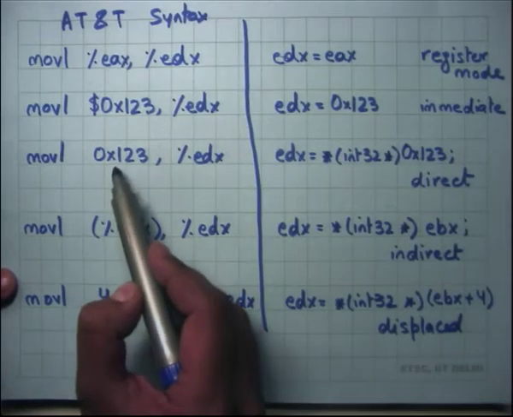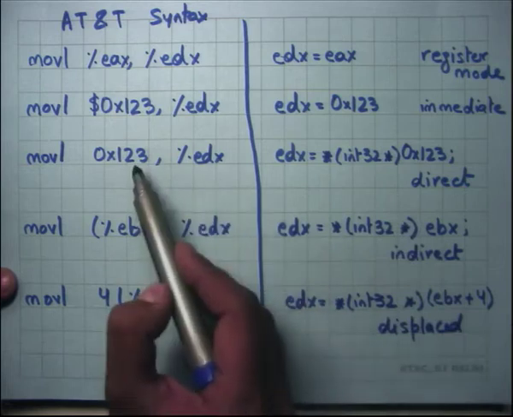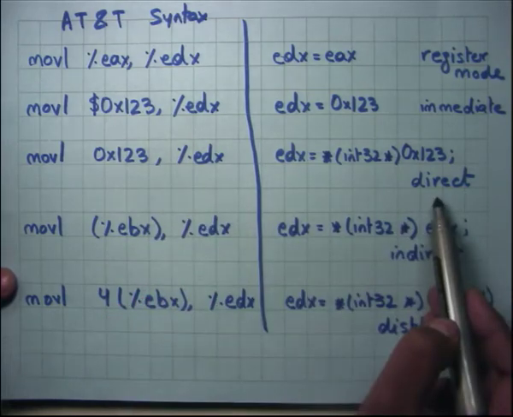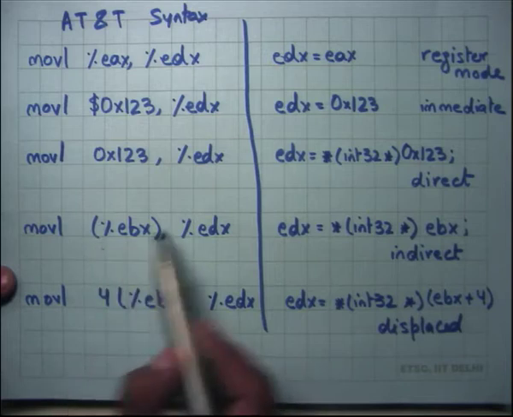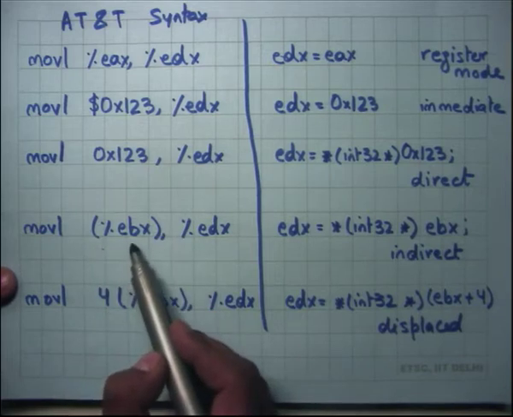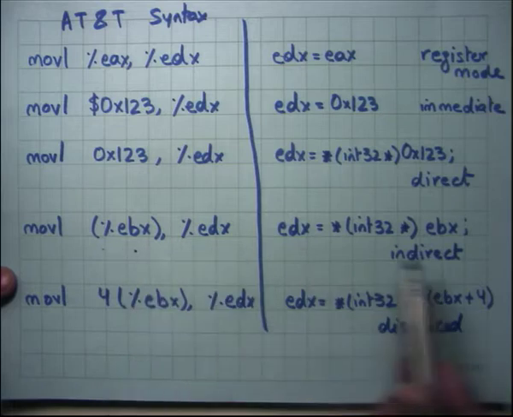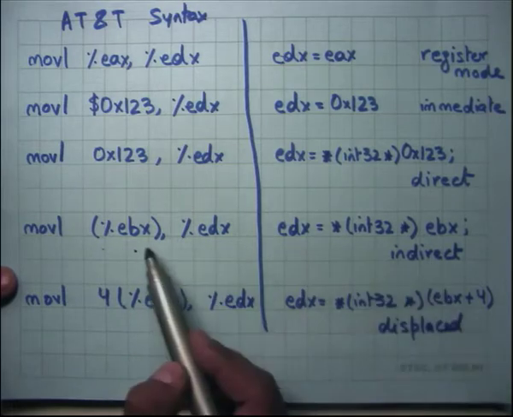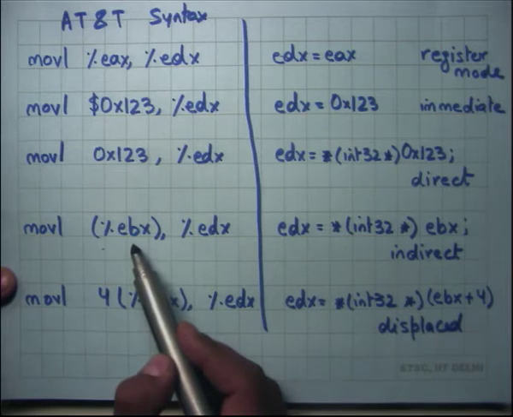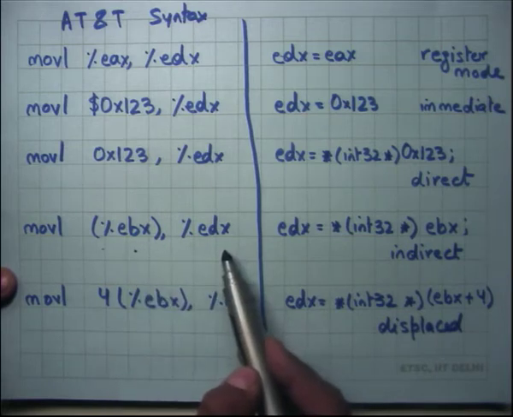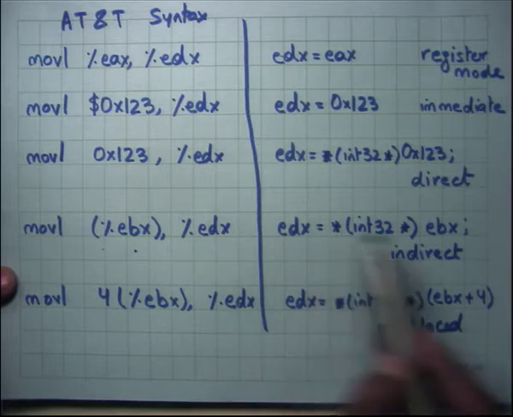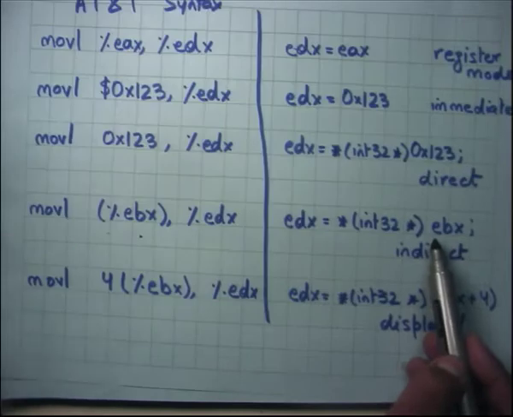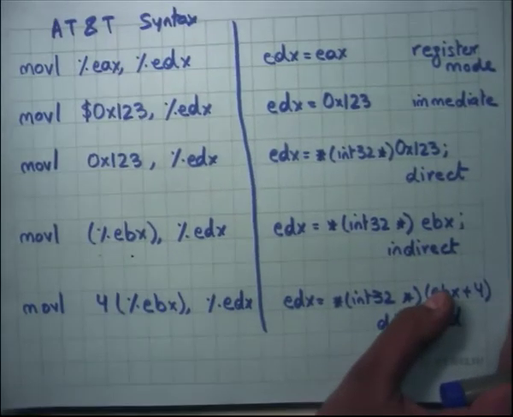Move without a dollar basically means treat this address as a memory address, and so this is the direct memory addressing mode, right? You may have seen it in your computer architecture class. Then if you bracket the register name like this, it's an indirect addressing mode. Basically means use the address in EBX to dereference memory and get the contents into the destination operand. So in the C equivalent, it means EDX is equal to star of EBX, where EBX is treated as a pointer to a 32-bit value.